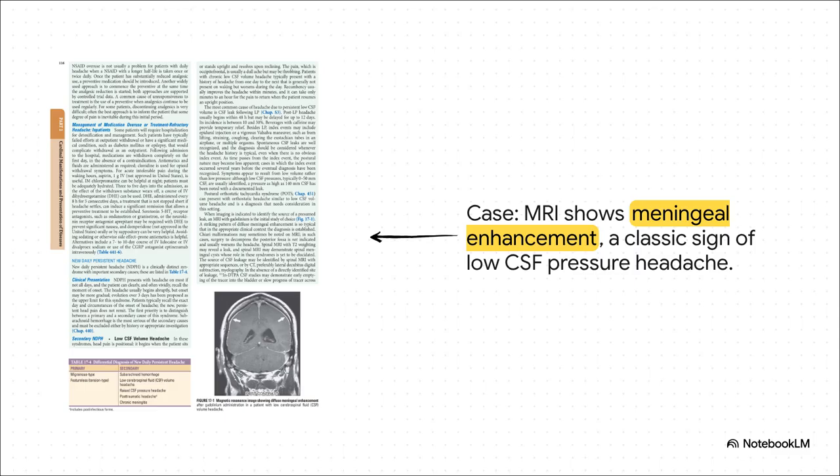Now, quick note on which scan to order. A non-contrast head CT is your go-to for emergencies. It's fast and excellent for spotting acute blood. An MRI gives you way more detail of the brain tissue itself, making it better for suspected tumors, infections, or more subtle things like this CSF leak.